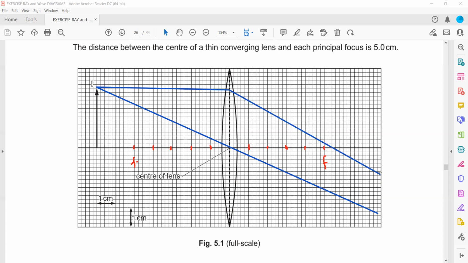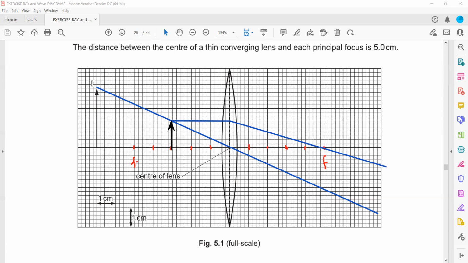The ray of light which is parallel passes through the focus. So the object should be somewhere here, because if the object is here, that is how we draw. The first one, we can draw a parallel light ray from the object. It will pass through the focus. So the parallel light ray will pass through the focus.